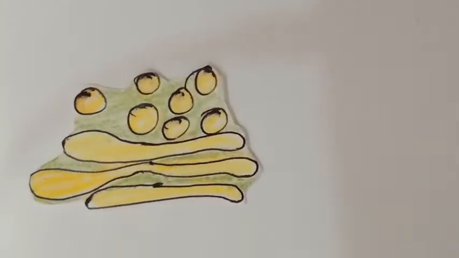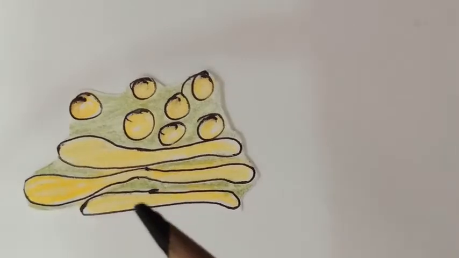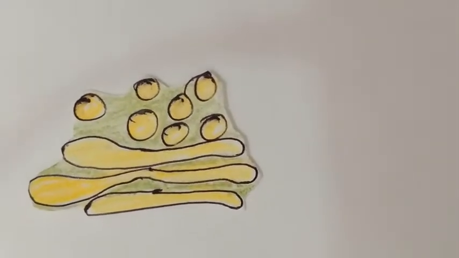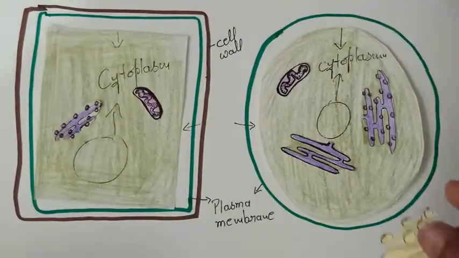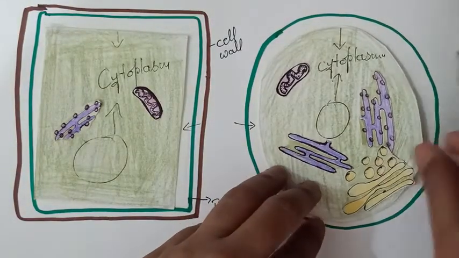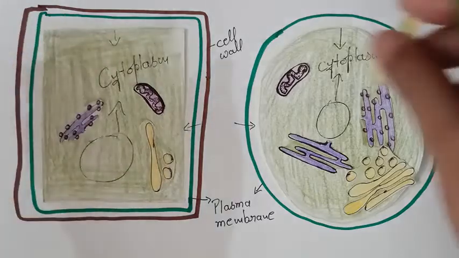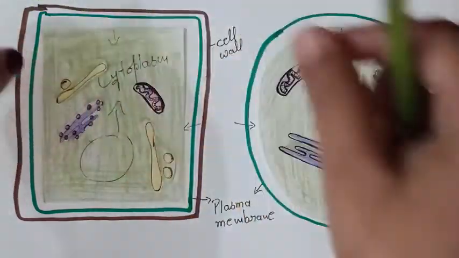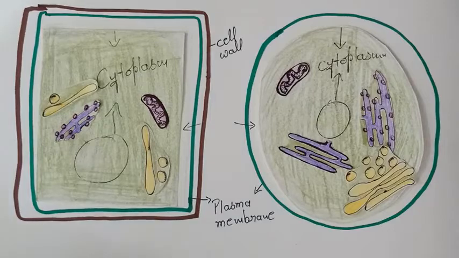In case of animal cell they are known as Golgi complex, whereas in case of plant cell they are known as dictyosome. So how are they arranged? They are arranged like this, okay. And in case of plants they are small and known as dictyosomes. All right.